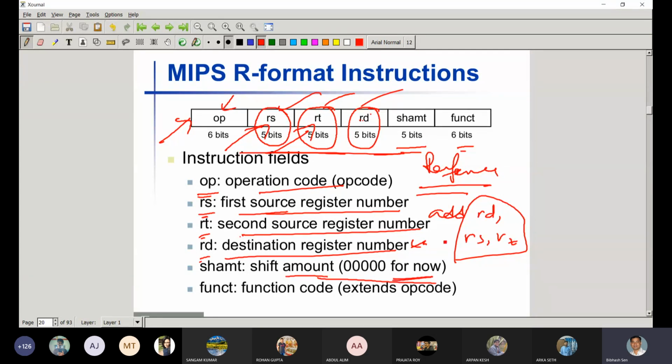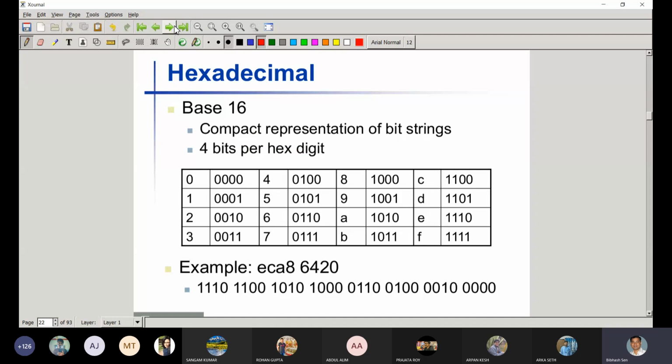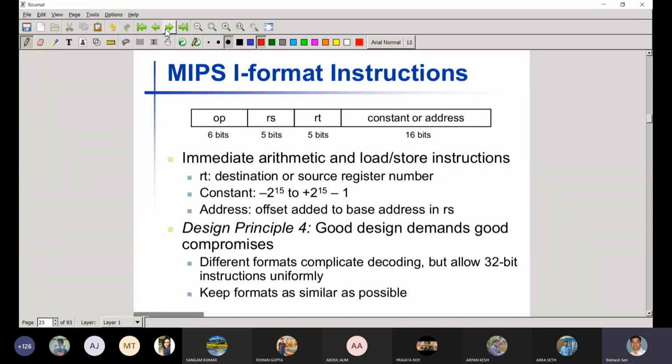Shift, you can give some bits and a function code if opcodes are extended. I will explain that later. See, now this is the temporary register add: S1 and S2 will be added and the result stored. You see how we have mentioned these values here. This is only for register purposes. You can also use the hexadecimal code, a compact representation of the bit string. Someone can ask, base 16 is more compact than binary.